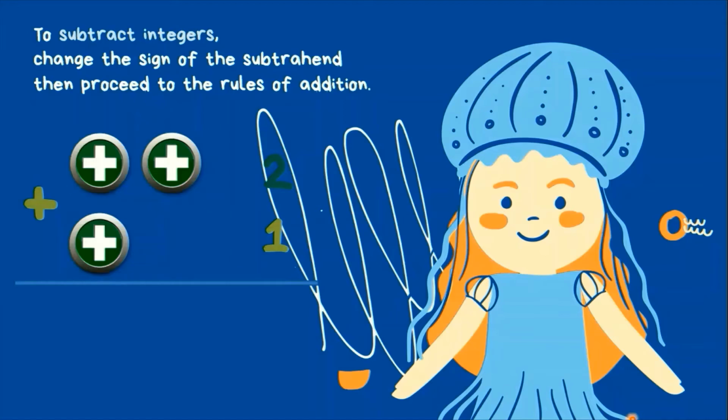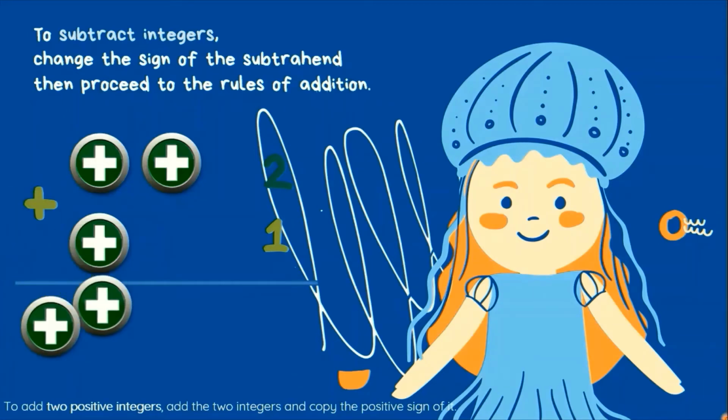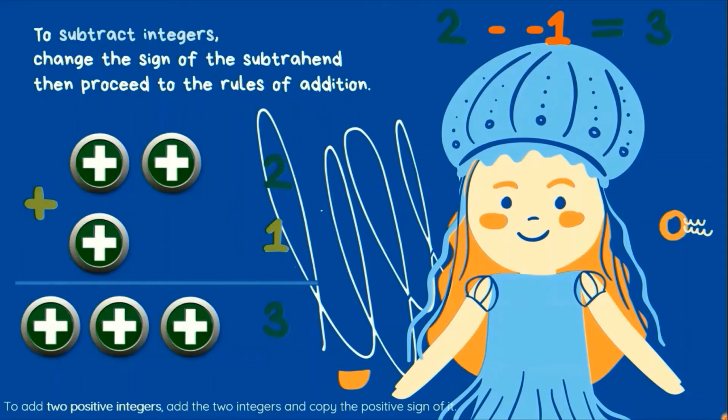Meron na tayo ngayong positive 2 plus positive 1. Let's now apply the rules of addition for two positive integers. To add two positive integers, add the two integers together and copy the positive sign of it. Meron tayong positive 2, ipa-plus natin kay positive 1. Since ito ay addition na, i-combine lang natin silang lahat. 2 plus 1 is positive 3. Kaya naman, ang ating original equation na 2 minus negative 1, ang sagot ay positive 3.